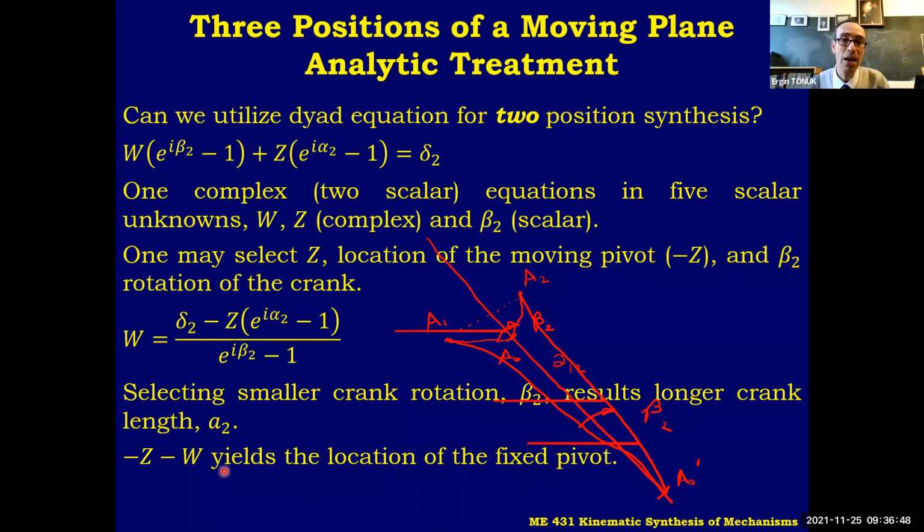So these are actually two, I would say, brute force or direct uses of the dyad equation. But we can use it for different purposes as well. So we had seen how to use it in 3-position synthesis. We can also utilize it for 2-position synthesis, that is 2 positions of a plane or 3 positions of a plane. But there are other uses as well.